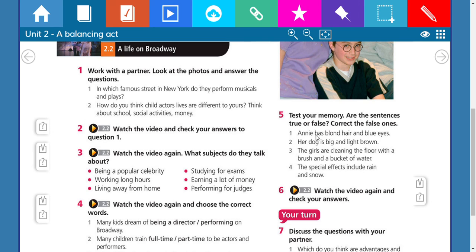Annie has blonde hair and blue eyes. Remember Annie? Blonde hair? Don't remember blonde? Rubio. Blue eyes. Her dog is big and light brown. The girls are cleaning the floor with a brush and a bucket of water. The special effects include rain and snow.